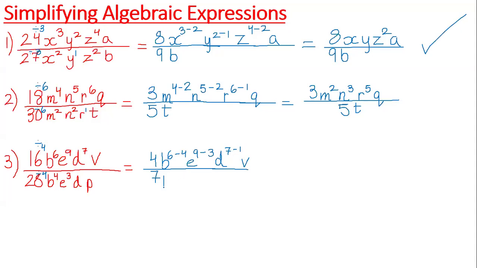And then we have p here. It's gonna be equal to 4. What is 6 minus 4? 2. B to the power of 2. What is 9 minus 3? 6. E to the power of 6. What is 7 minus 1? 6. D to the power of 6. And then it's gonna be b squared e to the 6 d to the 6 v all over 7p.